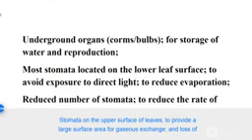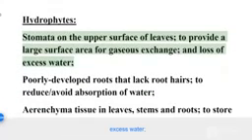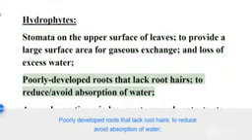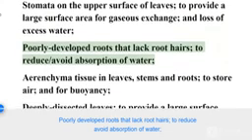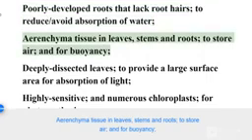Stomata on the upper surface of leaves, to provide a large surface area for gaseous exchange, and loss of excess water. Poorly developed roots that lack root hairs, to avoid absorption of water. Aerenchyma tissue in leaves, stems and roots, to store air, and for buoyancy.